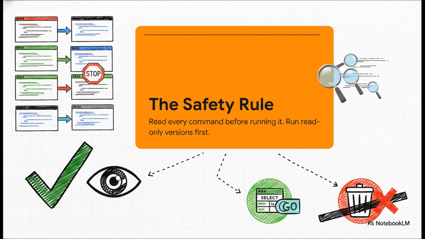Which naturally brings us to the ultimate safety rule for this whole workflow. Read every single command before running it. I cannot stress this enough. No matter how incredibly accurate the AI has been for your last 20 interactions, do not get complacent when you're moving fast. For any kind of destructive operation, always run a read-only version first. Use a list command instead of a remove command, or a select statement instead of a delete. Verify your target, and only then do you pull the trigger.